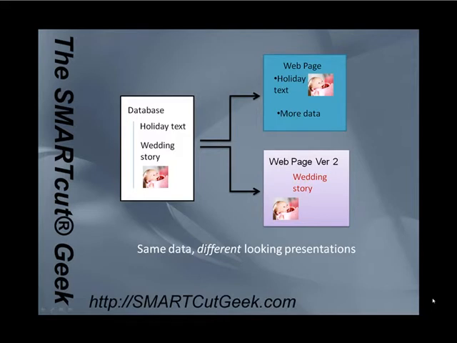On the right hand side we see two different presentations of the same data. At the top you see a web page in a browser that shows you a blue background with a story about holiday text, and then some more data at the bottom. The pictures in the top right hand corner. The second web page, or version 2, has a gradient background. It has red text and it has a wedding story that's attached. Same data, different looking presentations.